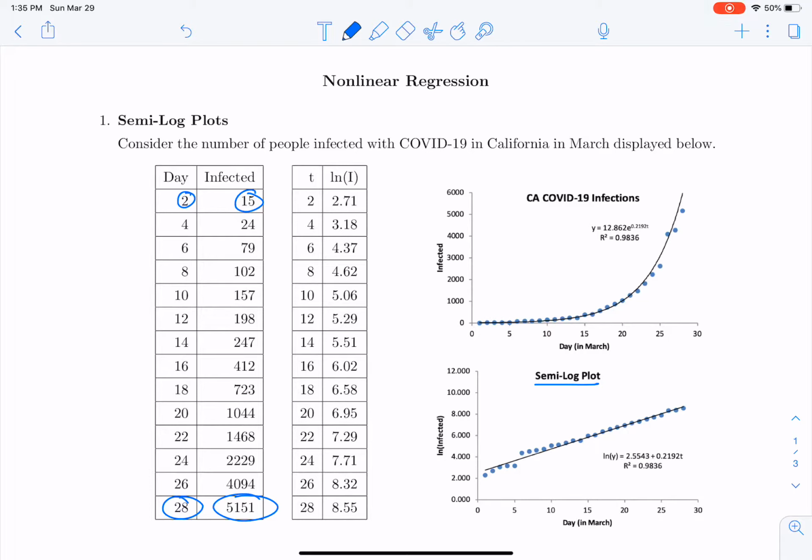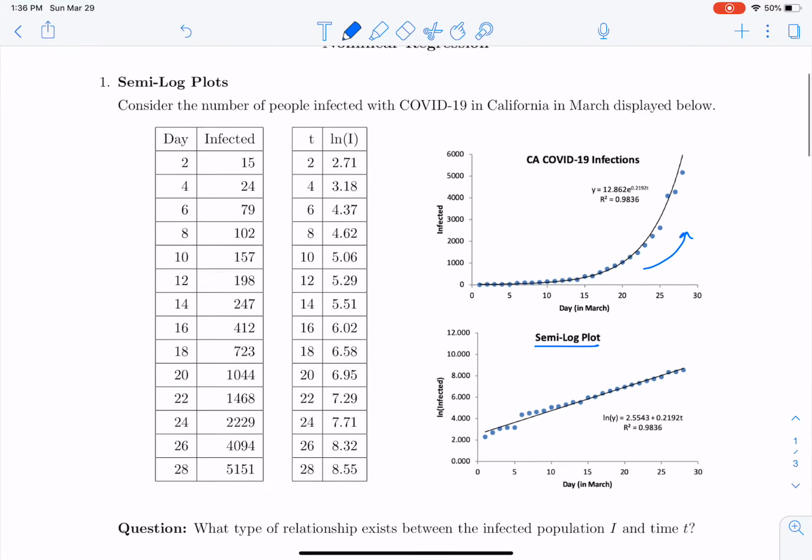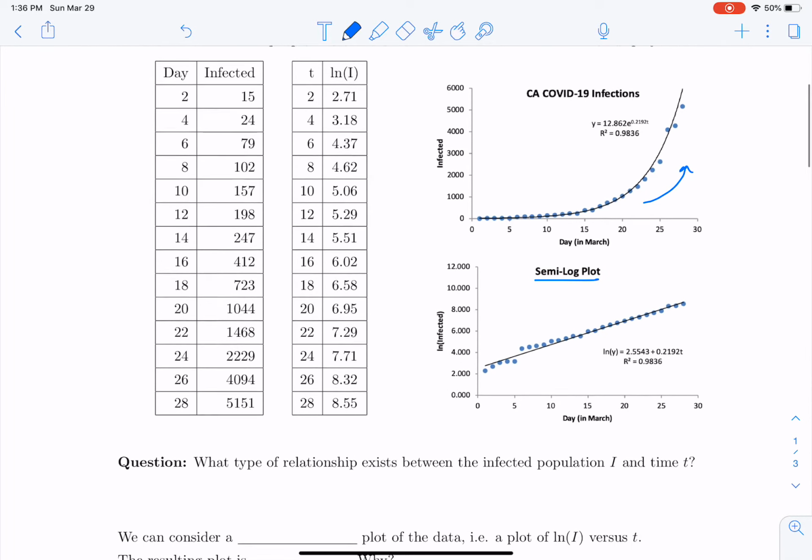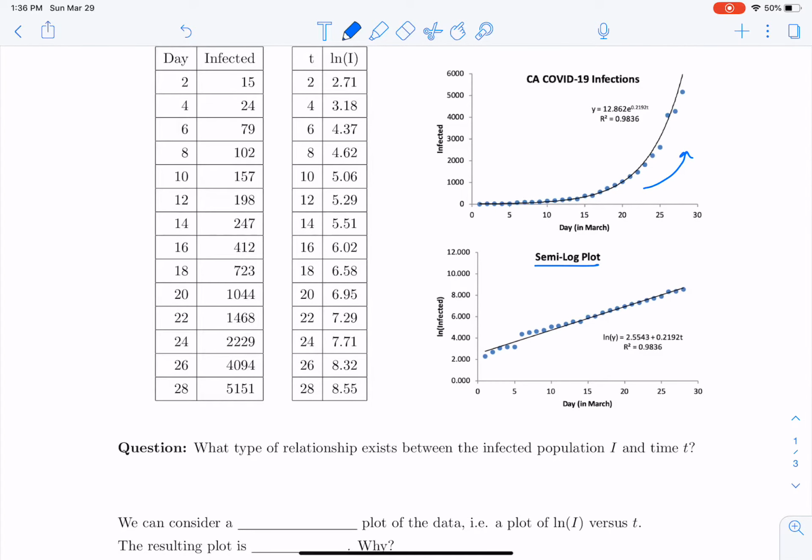You'll notice it seems like the data is growing exponentially. So the question is how do we know that the data is growing exponentially? I've plotted the data using Excel, and Excel has given me an exponential fit, but how do we know that fit is appropriate? The question we're going to answer here is what type of relationship exists between the infected population I and time t.